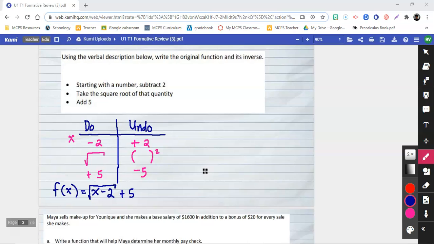Now let's write the inverse using the description we have in the undo side. Let's use f to the -1 of x as our inverse function notation. So similar to how we started on our do side, we begin with our x, subtract 5, square that quantity, and add 2.